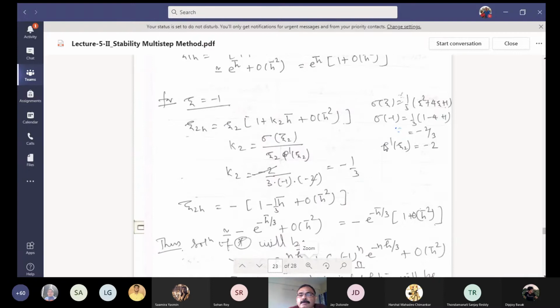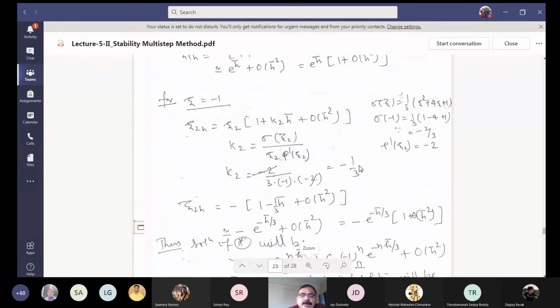Similarly, we will see for xi equal to minus 1, we have to calculate the growth parameter. So rho xi is this, rho prime xi is 2 times xi, at xi equal to minus 1, rho prime minus 1 will be minus 2, and sigma minus 1 you can calculate very easily. It is minus 2 by 3. Put those values, so basically the growth parameter turns out to be minus 1 by 3, right? Is that right?